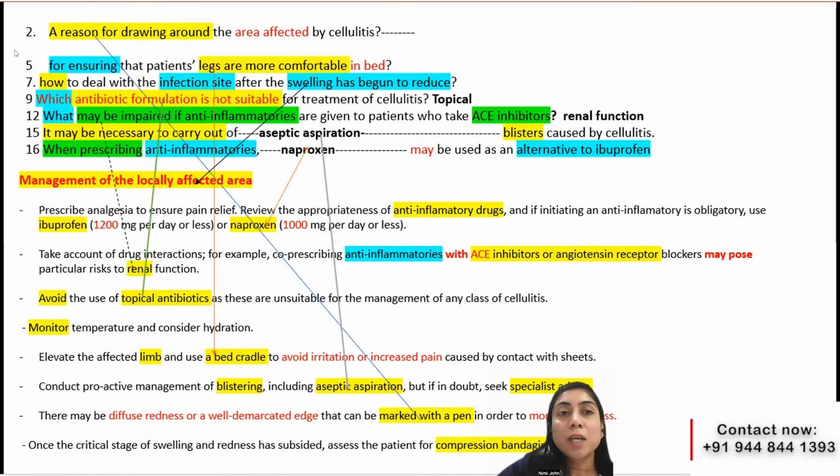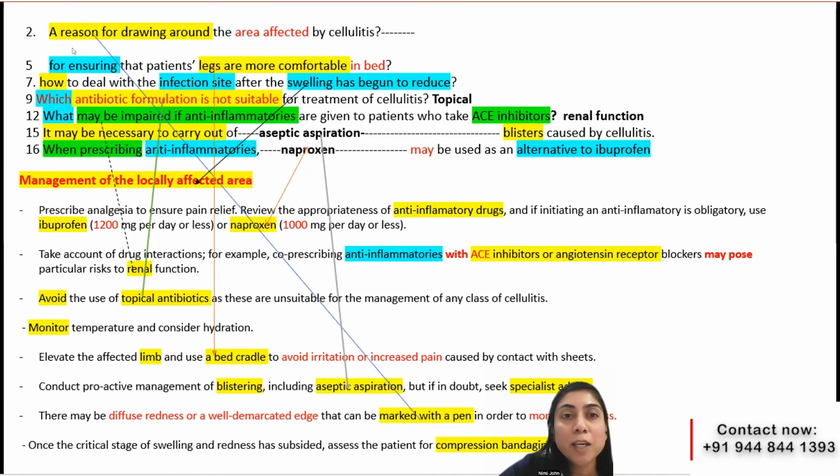Then moving to 15, it may be necessary to carry out dash blisters caused by cellulitis. I think someone asked this one before. Yes, Nimi. Yeah, this is the 15 one, aseptic aspiration. Someone said it's a proactive management. Maybe this one is confused about the proactive management and aseptic aspiration here. So here you can see the question.